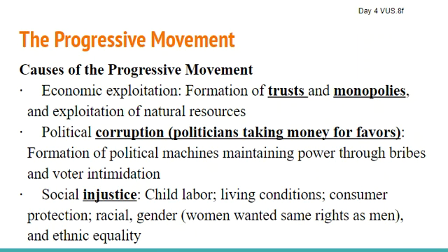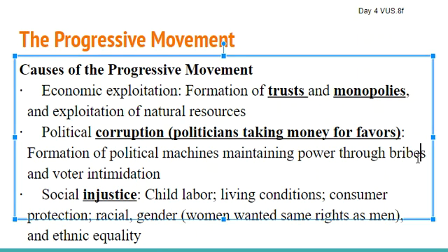And one of the things was there was a formation of political machines maintaining power through bribes and voter intimidation. So they kind of scared people not to vote, and there was a lot of bribes. Bribes is the same thing. It's where you're taking money and giving people favors.